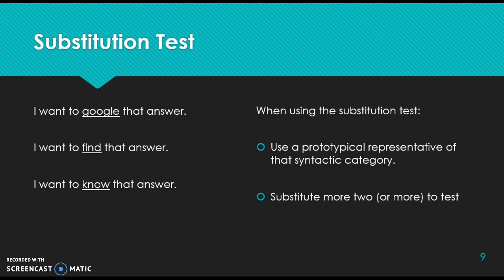Now notice we did more than one verb because sometimes we can be tricked if we only substitute it with one thing. And we want to use prototypical, if we think it's a verb, we want to use prototypical verbs. Action verbs are prototypical verbs to see if it is one of that syntactic category.